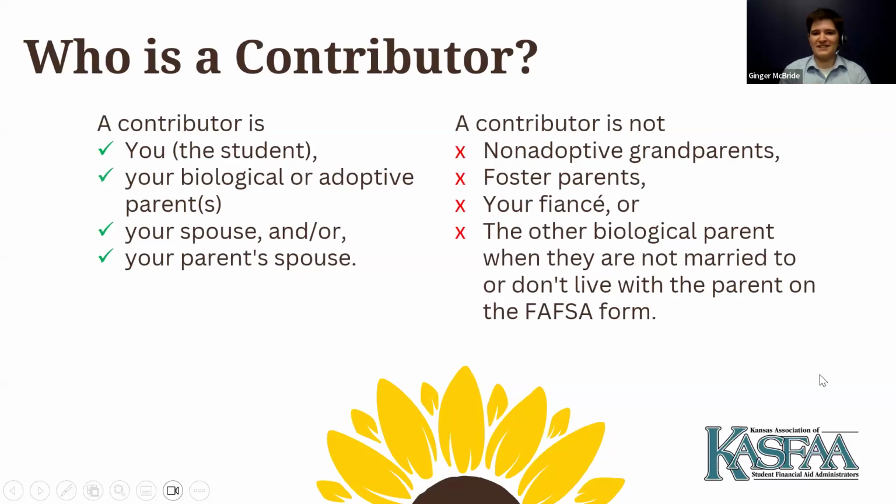Looking at who is and who is not a contributor, the student is always going to be a contributor on their FAFSA. If they're required to provide parent information, that could be their biological or adoptive parent or parents. If a student is married, it would be their spouse instead of any biological or adoptive parents. And if a student's required to put parent information on the FAFSA and that parent is married, it's going to include that parent's spouse's information as well.